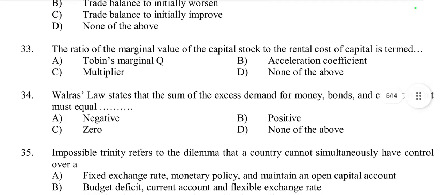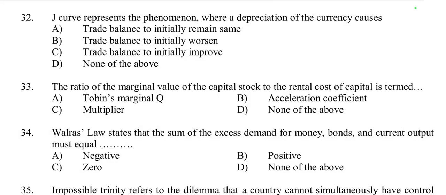In the initial phase, at first the trade balance may worsen because the demand for imports remains relatively inelastic. So consumers and businesses may continue to purchase imported goods at higher prices, while the benefit from cheaper exports takes time to materialize as foreign consumers adjust their purchasing behavior. So first it worsens, then it improves.